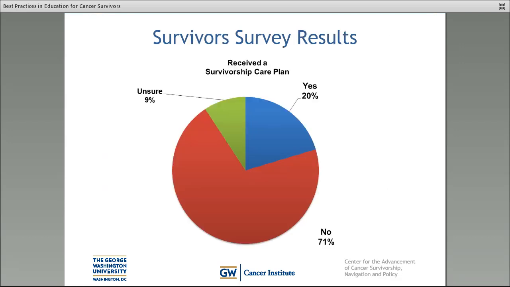We also went a little beyond the questions specifically on education programs and took the opportunity to ask survivors about whether or not they received a survivorship care plan, which includes a treatment summary and follow-up plan of care. As you can see, the vast majority did not receive one. This represents both those who did attend a class and those who did not, and there was not a significant difference between those groups. Most from either group had not received a survivorship care plan.